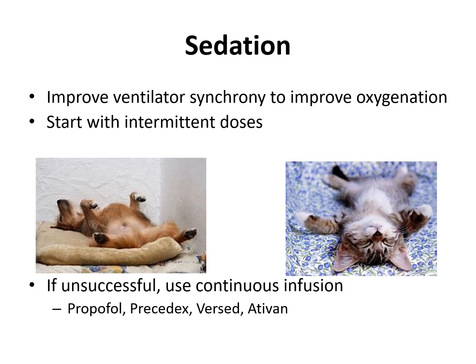Sedation. The purpose is to treat anxiety, improve ventilator synchrony, and improve oxygenation. It's best to start with intermittent dosing, like Versed or Ativan, and if that's unsuccessful, you would probably want to put them on a continuous infusion of Propofol, Precedex, Versed, or Ativan. Usually you'll see a hospital-specific protocol or order.